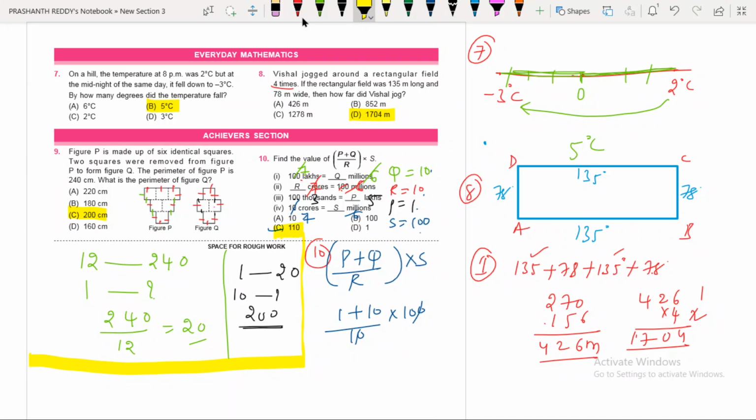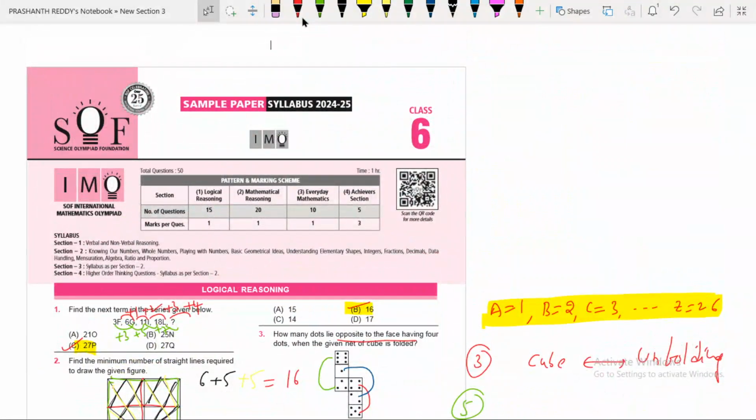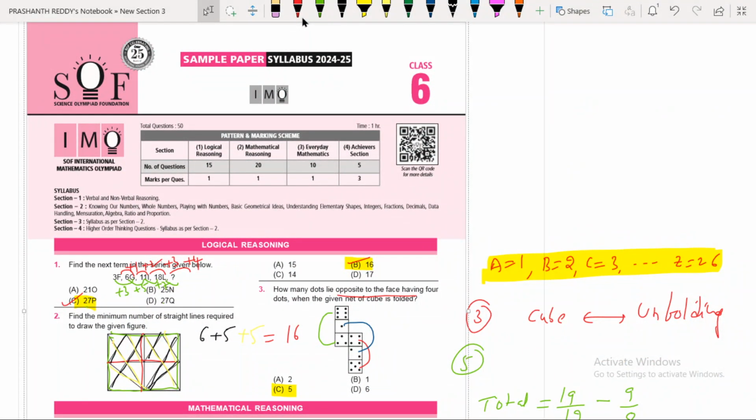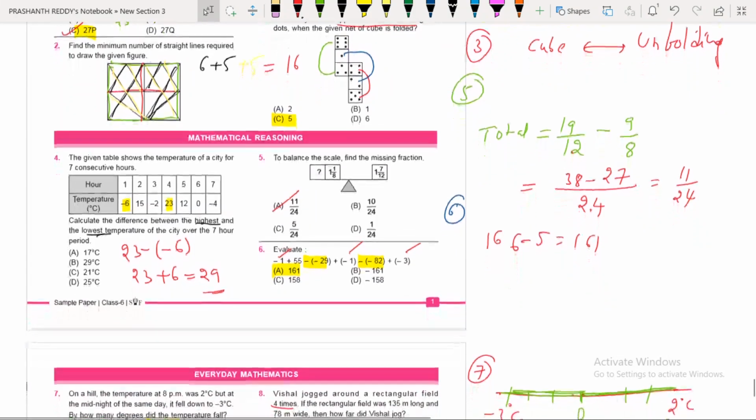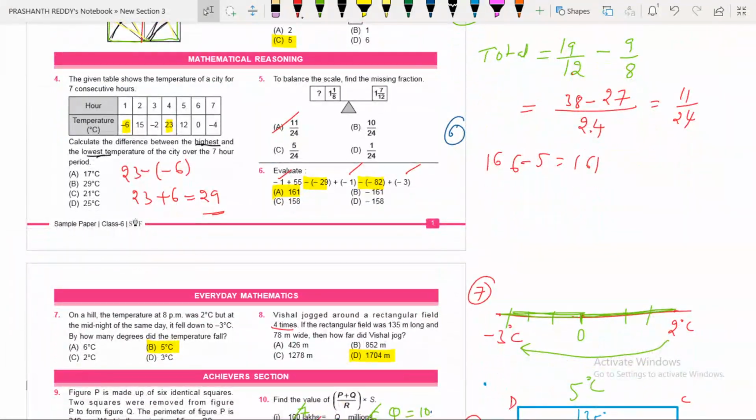My dear children, have you understood? Don't think that I am teaching somewhat speedily. I'm not teaching speedily. You are not having the basics. Remember, children. Okay? That is the reason. Since it is the first video, you just focus on this and go through. First you should know the alphabetical numbering. If you know alphabetical numbering, you can solve the majority of the questions from number series or logical reasoning. Then if you have a little bit of practice, you can get a good score from mathematical reasoning, everyday mathematics, and even the achievers section also. So I hope you understood, my dear children.